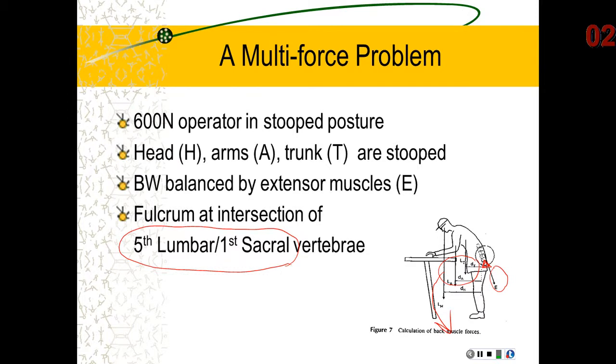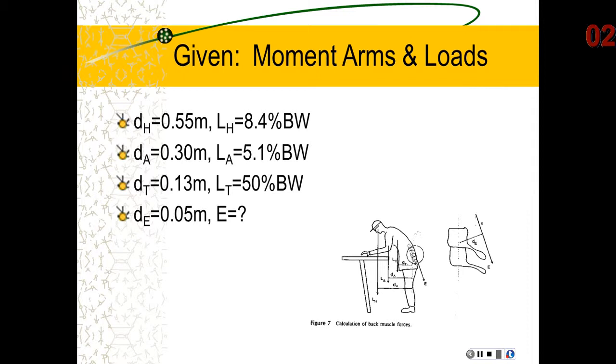The person, the operator, the employee, weighs 600 newtons, so that'll be the body weight. What you're given in this problem, and I admit I stole this problem from another textbook, are the weights of these body segments. In biomechanics these are known; they have been measured 10, 20, 30, 40, 50 years ago. They're usually provided in a textbook, given as a percentage of your body weight. For example, your head weighs 8.4% of your body weight.